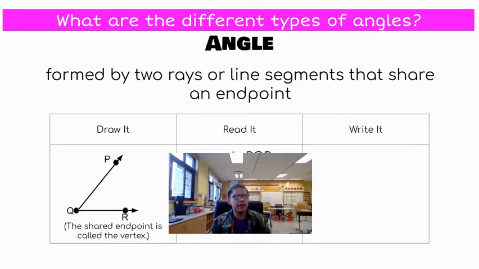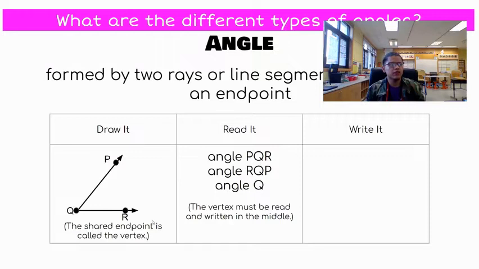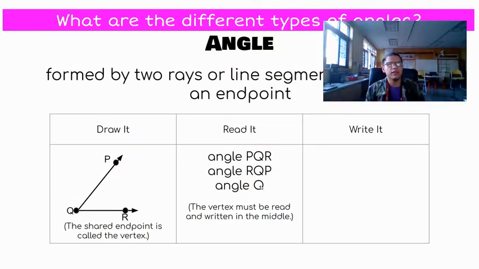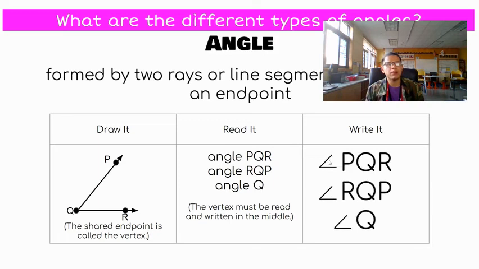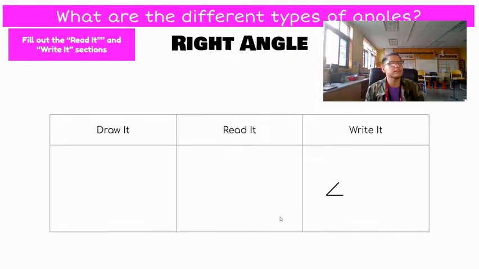Now, we read this angle PQR, or in the other direction, RQP, but the Q, or the endpoint, or the vertex, is always in the middle. The vertex must be read and written in the middle. And when we write it, we just draw the symbol for angle right here, okay? It looks like a triangle that's missing one side, and then we write the letters of our endpoints, okay?